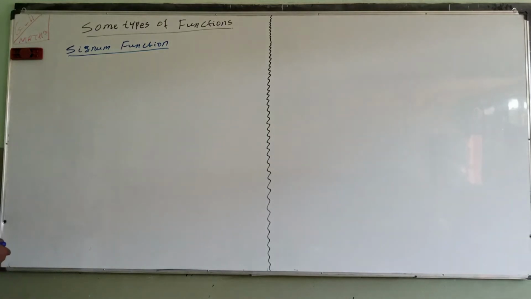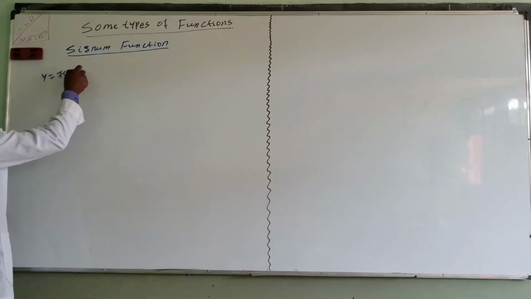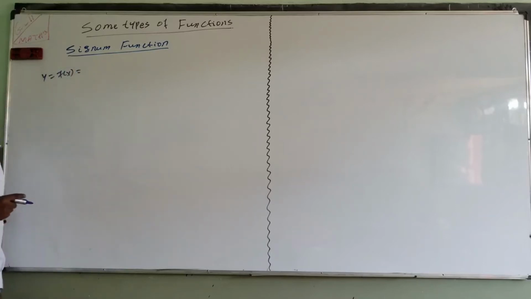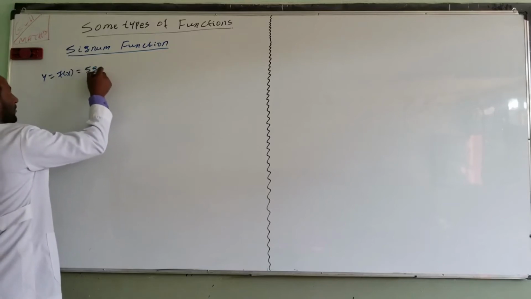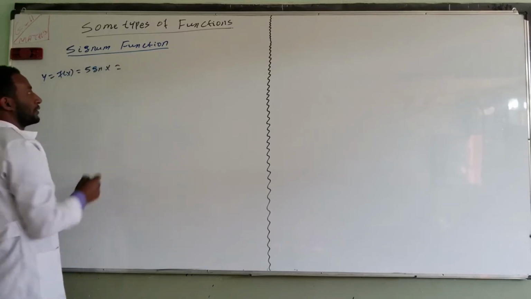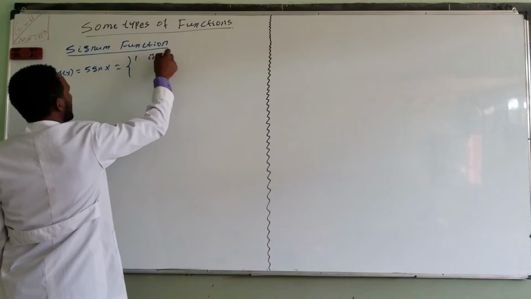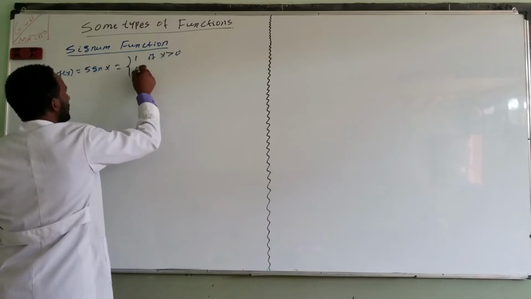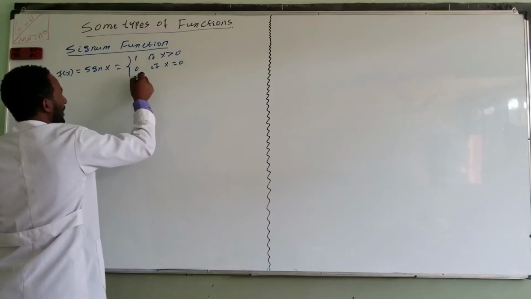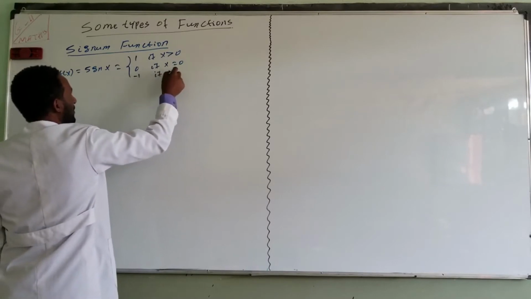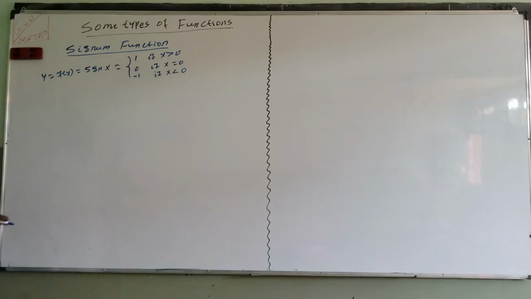Signum function is defined as y is equal to f of x is equal to this. A signum function is denoted by SGN, signum x, which is equal to 1 if x is greater than 0, 0 if x is equal to 0, and -1 if x is less than 0.